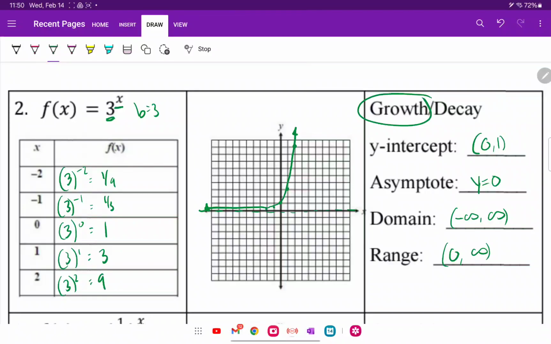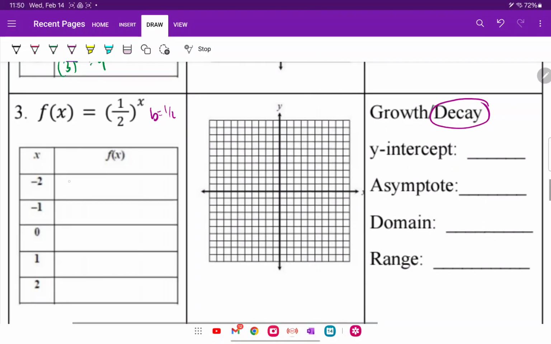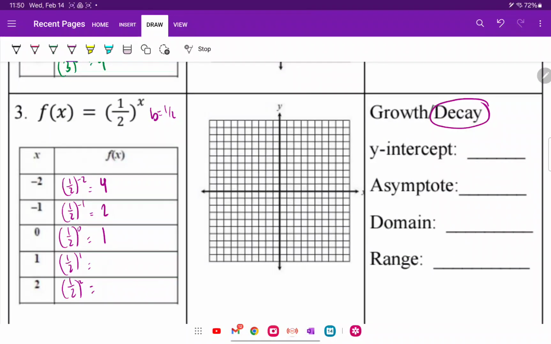All right, on to number 3. So number 3, here our b value is different now. It's 1/2. That is less than 1, so that is decay. Again, I'm going to do 1/2 to the -2, 1/2 to the -1, 1/2 to the 0, 1/2 to the 1, and 1/2 squared. Type these in my calculator. 1/2 to the -2 is going to be 4, 2, 1, 1/2, and 1/4. All right, make our graph here.